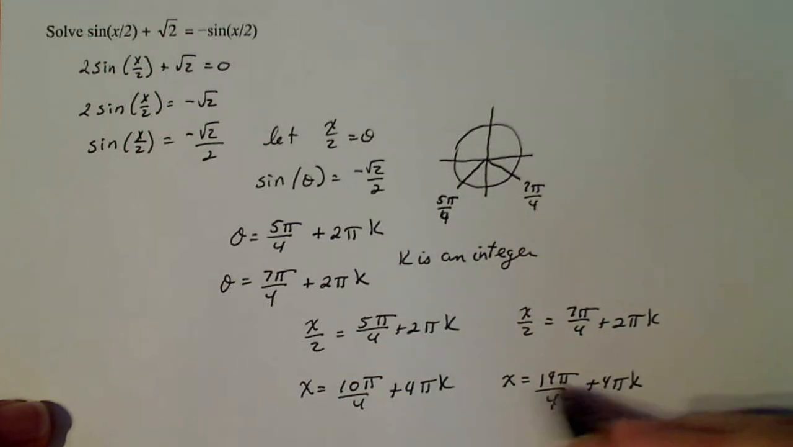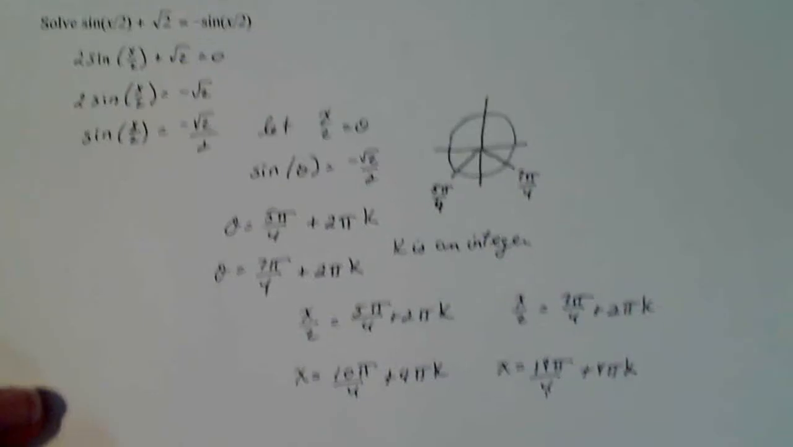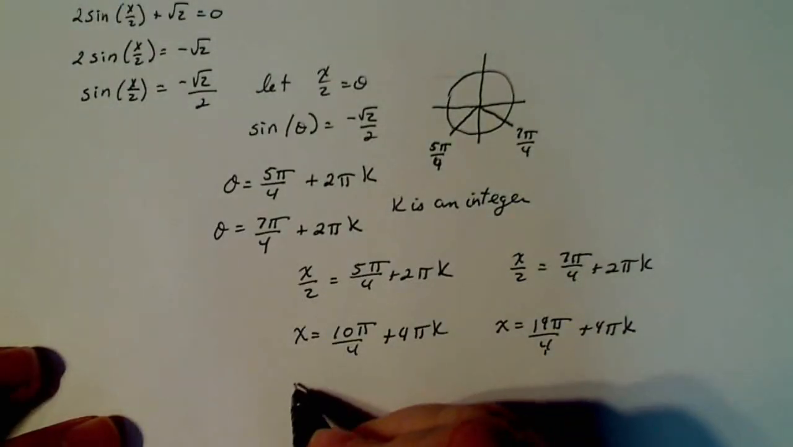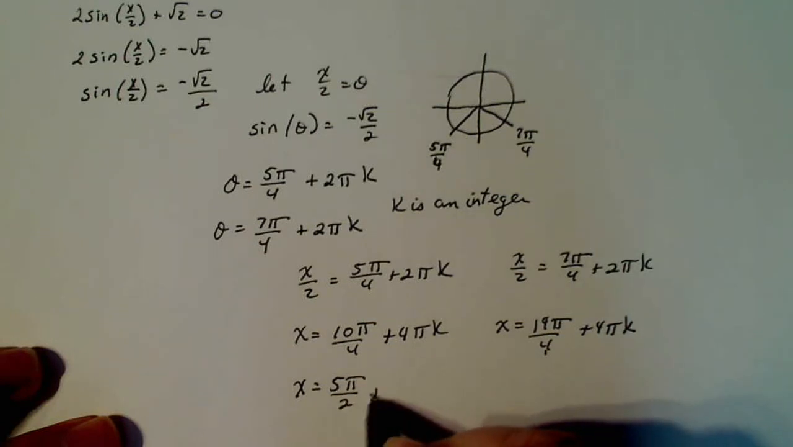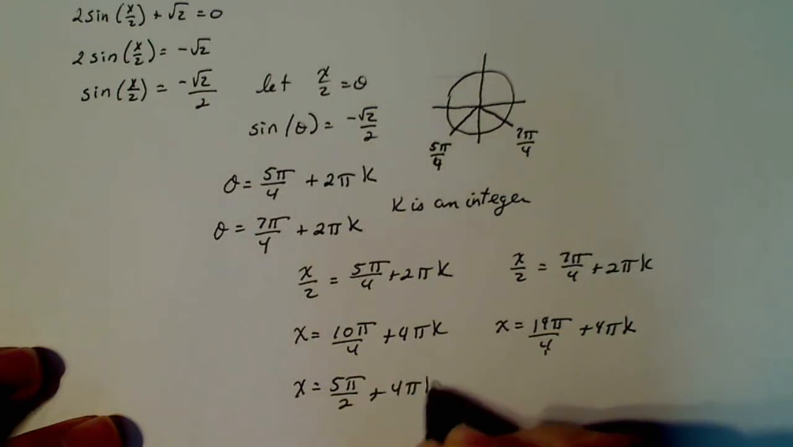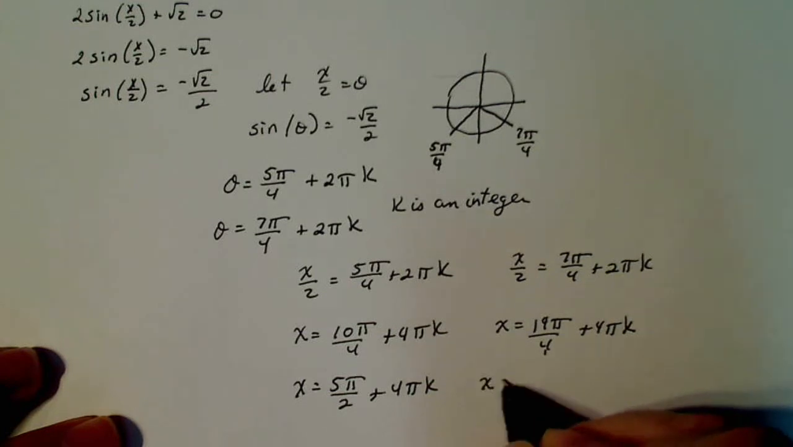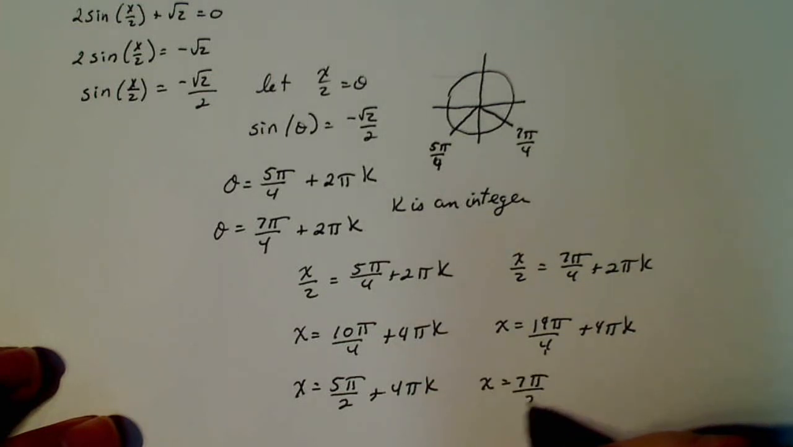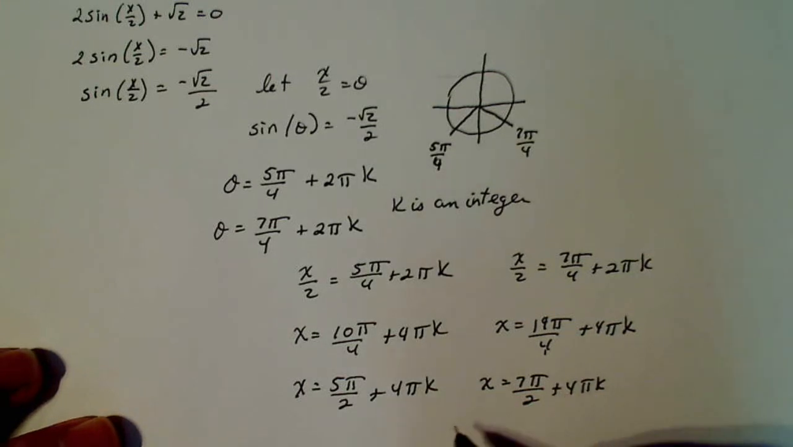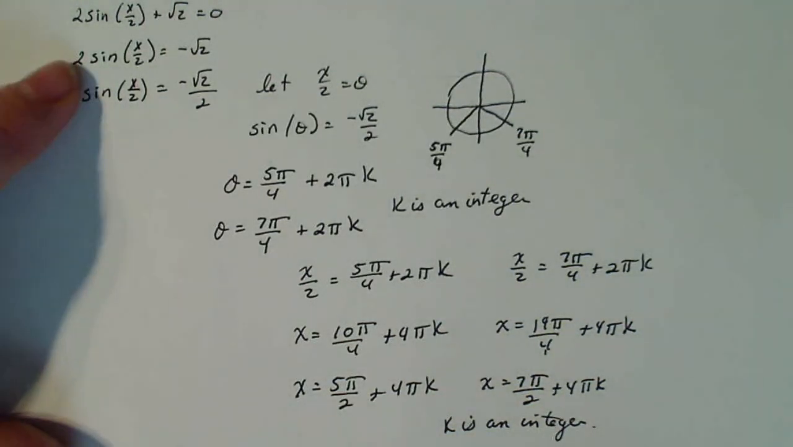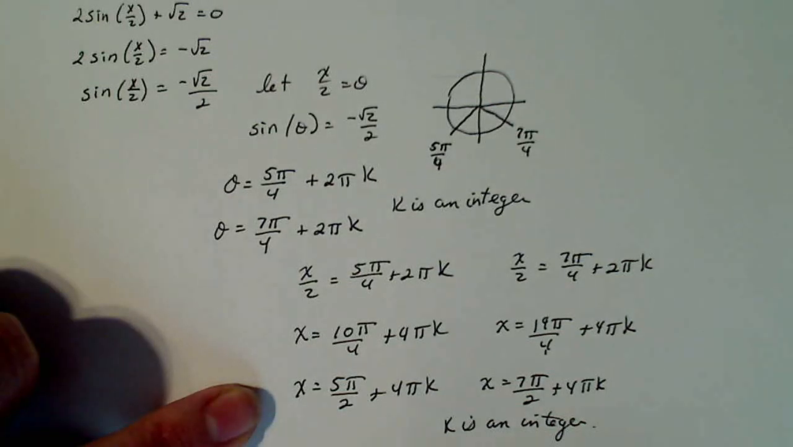Now I can see that these first terms in both are not simplified. Let me scoot this out just a little bit. So simplifying, I get 5 pi over 2 plus 4 pi k. And then over here I get x equals 7 pi over 2 plus 4 pi k. Where k is what kind of number? Everybody say it together. k is an integer. Again, don't forget to write that. And now there's our original equation solved for all possible values of x.